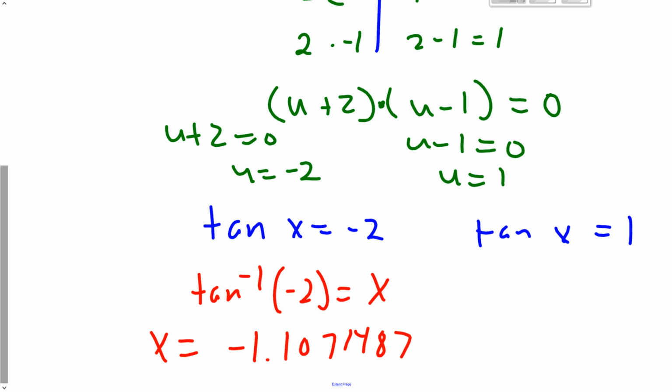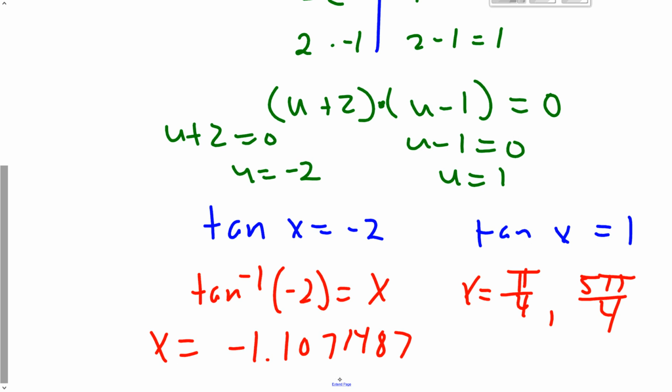And you get x equals negative 1.1071487 approximately. And then tangent of 1, we already discussed this, that was at 45 degrees, so that's pi fourths. And at 5 pi fourths, because at 225 as well. So those are our answers for x right there. So those are our two answers.